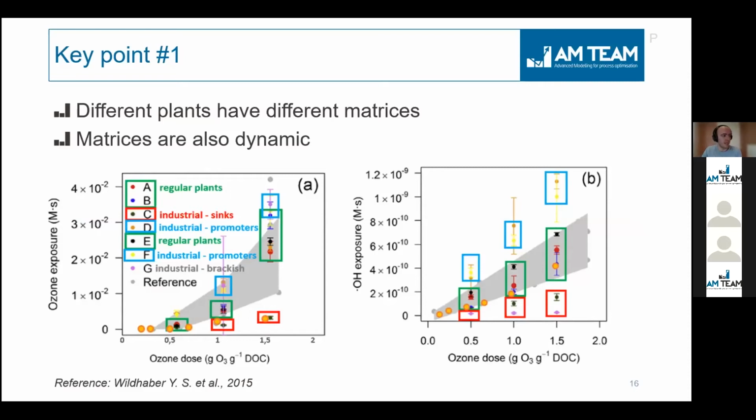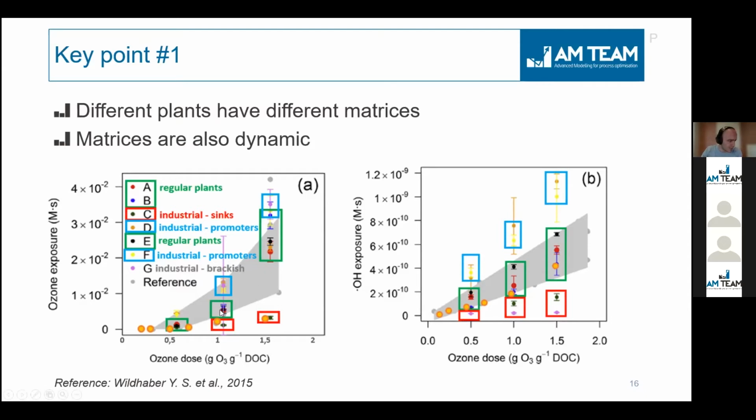What we can see here are actually two graphs. On the x-axis, you see the ozone doses, so grams of ozone applied per gram DOC. And on the y-axis, you see the ozone exposure and the radical exposure. And these exposures have an impact on the performance and the micropollutant removal.